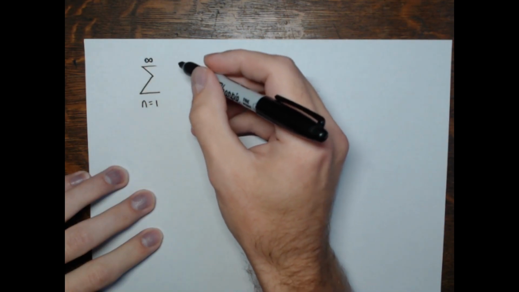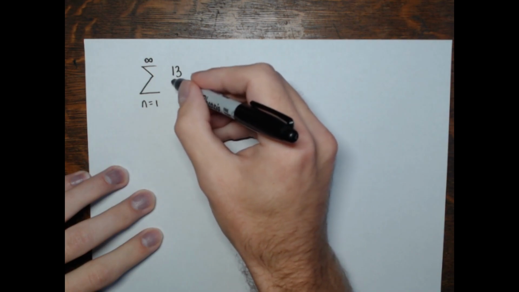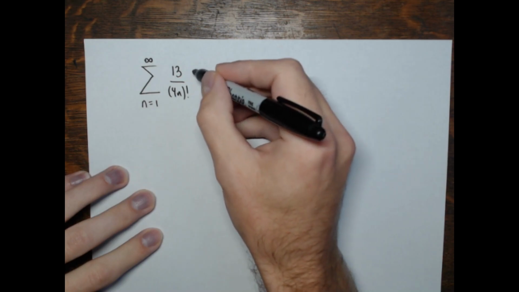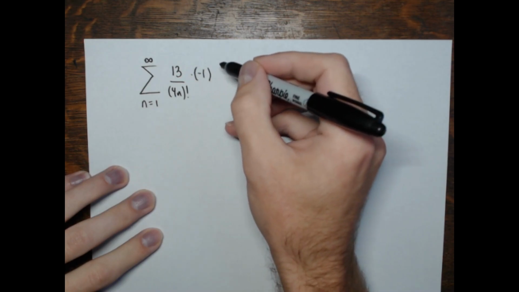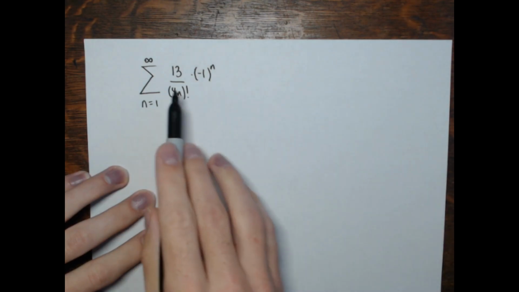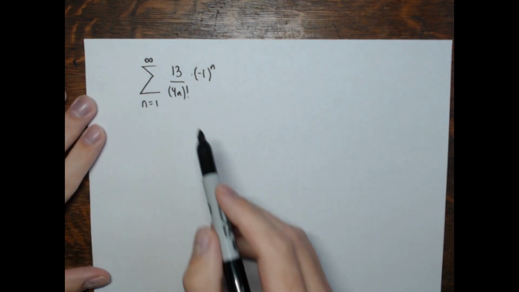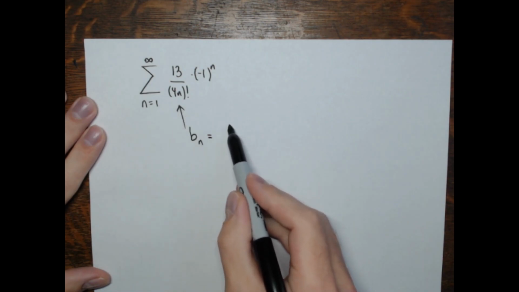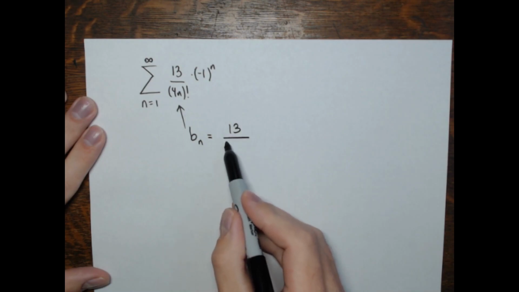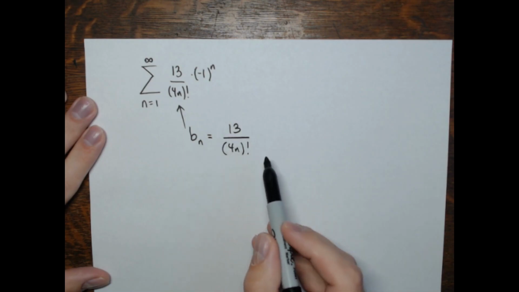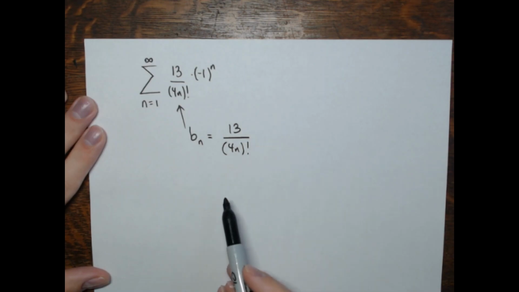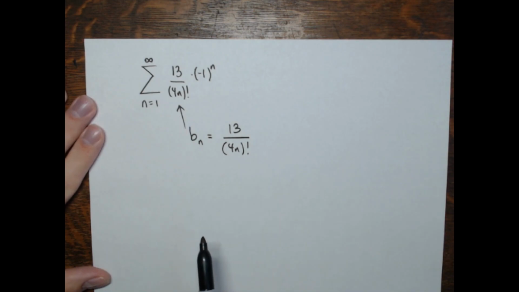From 1 to infinity, 13 over 4n factorial, and then times your power of -1, -1 to the nth. This would cause it to alternate. So the b sub n here, the terms that are being alternated in this series look like this, 13 over 4n factorial, which would definitely be positive terms that are decreasing and going to 0, right? So this is convergent by that alternating series test, right? It satisfies all those conditions.